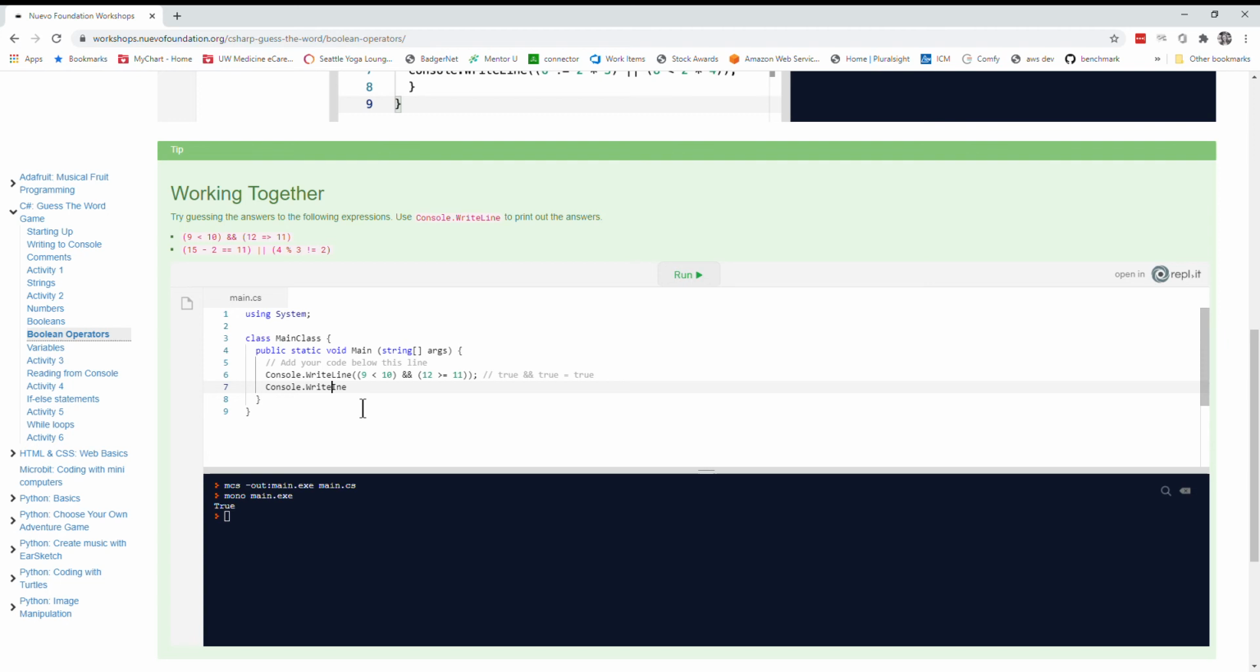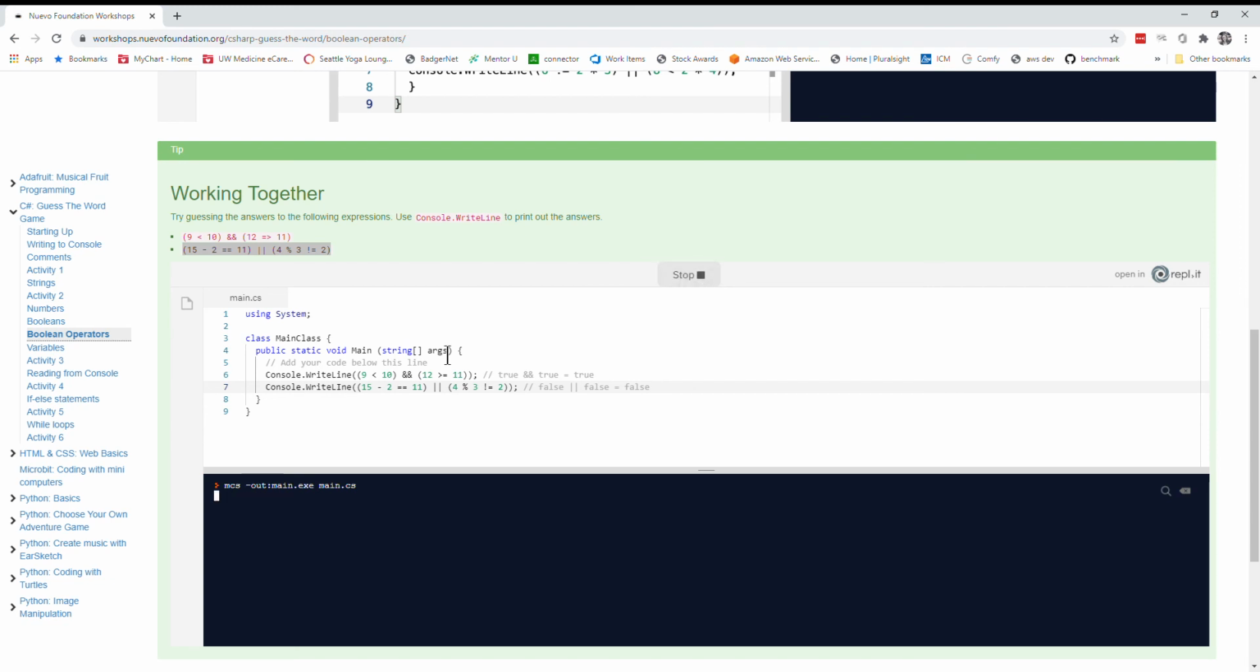Okay, console.WriteLine. Make sure that's capitalized. And then I'm going to copy and paste this one in here. Okay, 15 minus 2 is 13. 13 equals 11. That's false. So we're going to do false, or 4 modulus 3. So remember, this is the remainder. So if we think about 4 divided by 3, that will give me 1 point something. And so we know that there is going to be 1 left over. 1 is not equal to 2, and so that is also false. False or false will give me false. Okay, let's see if this is correct.